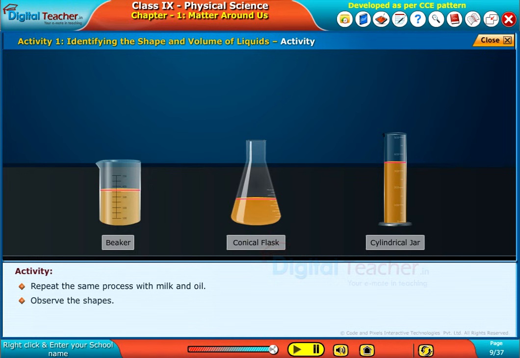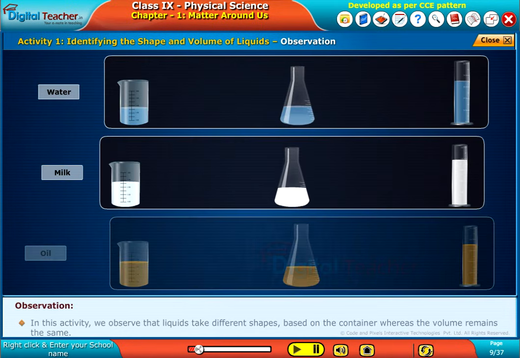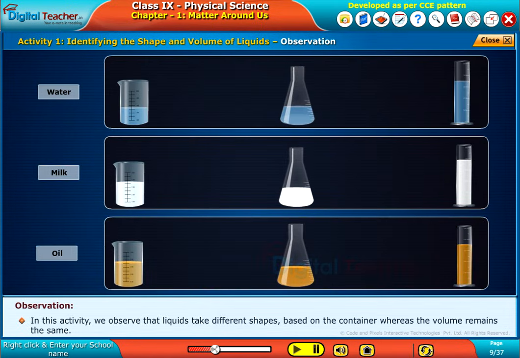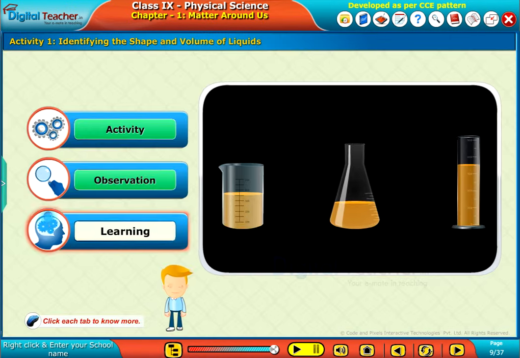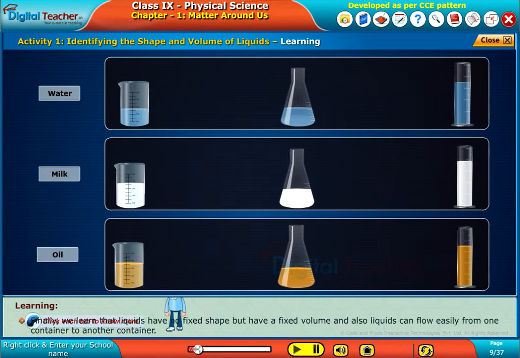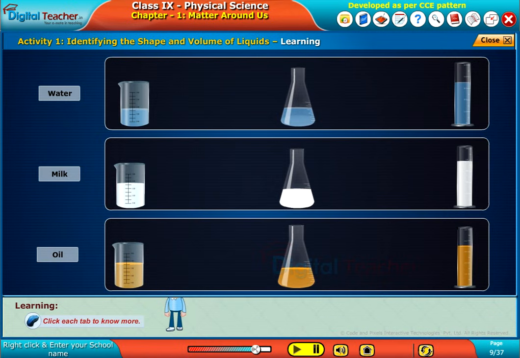Observe the shapes. In this activity, we observe that liquids take different shapes based on the container, whereas the volume remains the same. Finally, we learn that liquids have no fixed shape but have a fixed volume, and also liquids can flow easily from one container to another container. So liquids are also called fluids.